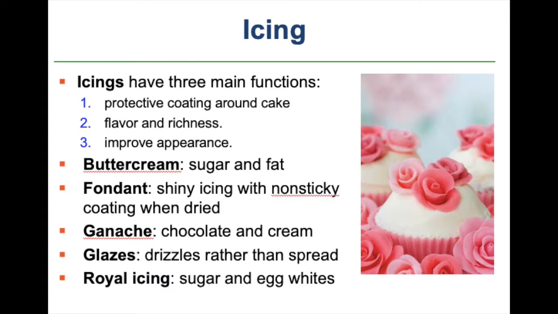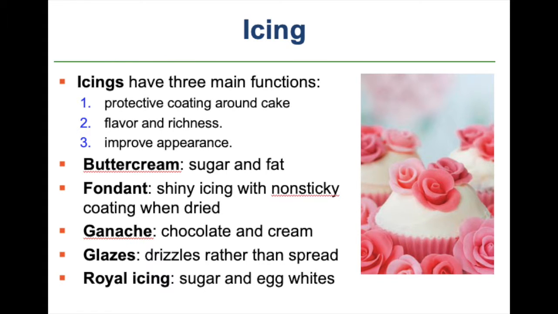Okay, buttercream is made of sugar and fat. It can be made with butter, or it could be made with shortening, or it could be made with a combination of the two. Fondant is a shiny icing that has a non-sticky coating when it is dried. Marshmallow fondant is an example of the kind that you could make in class if you wanted. Ganache is chocolate and cream, that's it.